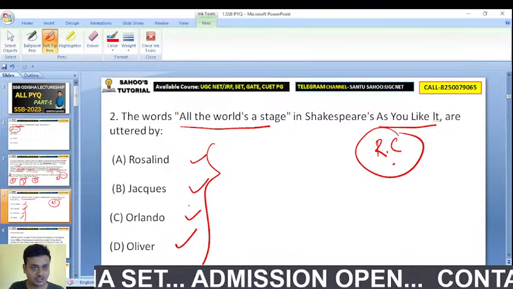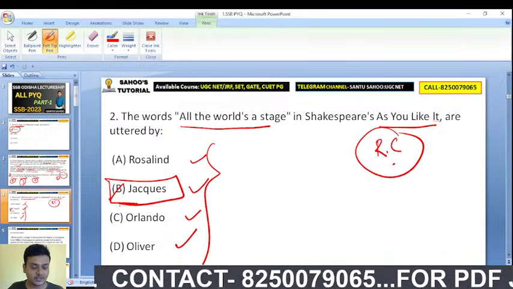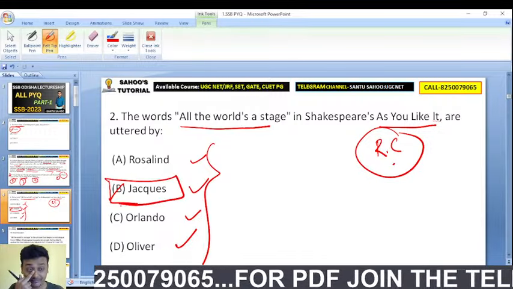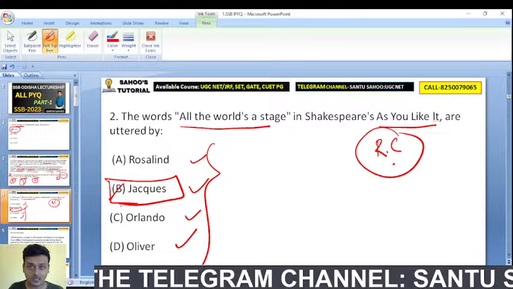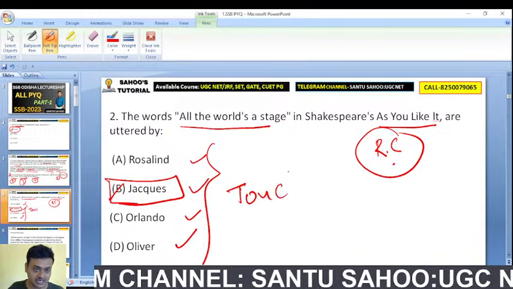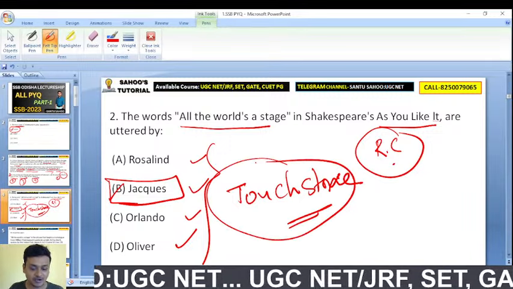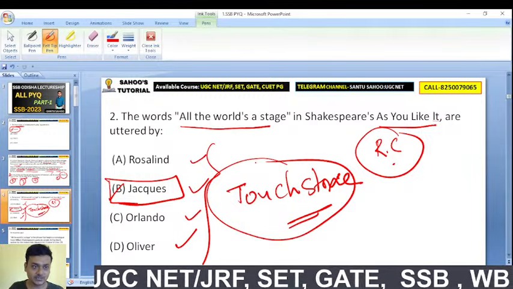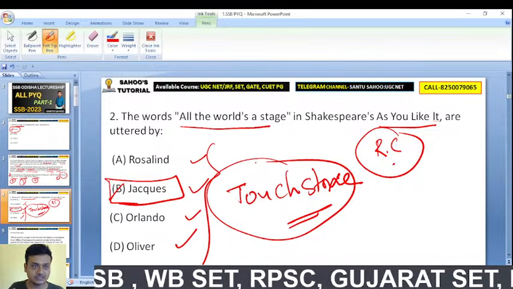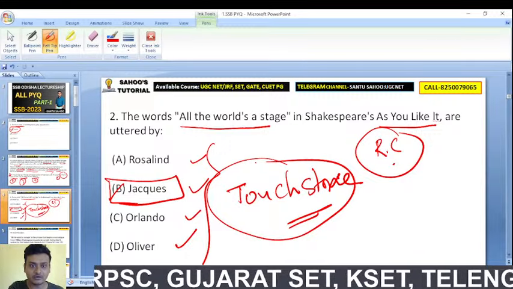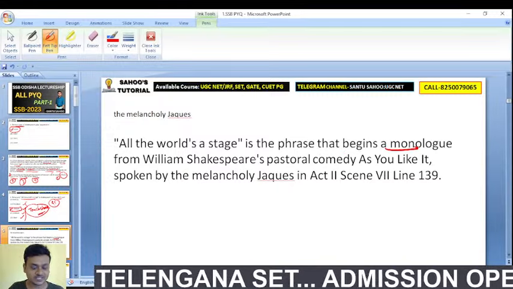The famous line was uttered by Jaques the Melancholy. Exactly, Jaques the Melancholy had uttered this line. And you must also remember that another important character is Touchstone. The jester also appeared in this romantic comedy of Shakespeare, As You Like It. Jaques the Melancholy as well as Touchstone, these two famous characters appeared in As You Like It, which is a romantic comedy.